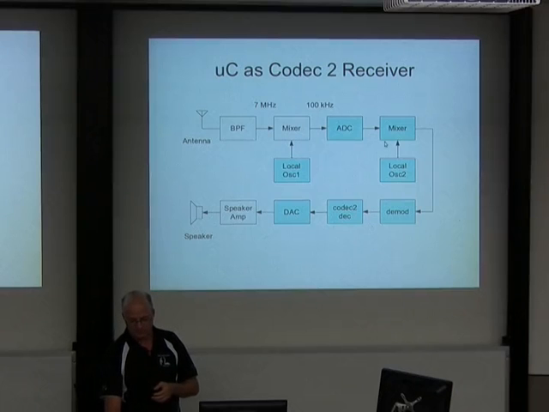So there's some more down conversion to baseband. We go through the demodulator and a Codec 2 decoder, out a digital-to-analog converter, and then we're back into analog land for the speaker amplifier and speaker. But just about everything, as you can see, can be done in software. So I'm currently working through some of these components now and having a bit of fun.